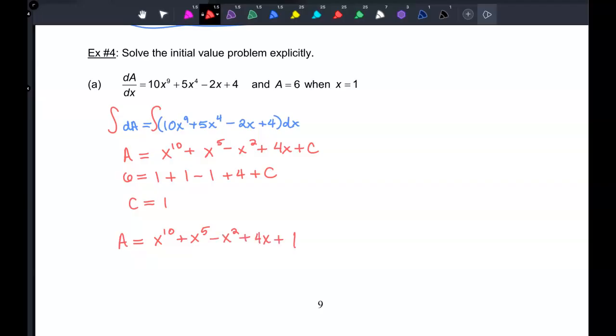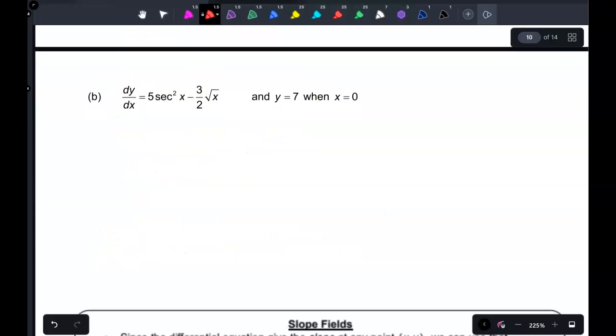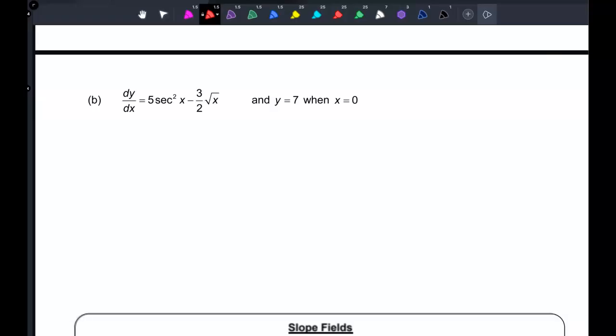These are fun, right? They're kind of fun. Differential equations are my favorite part of calculus. They actually are. This and the next section. This is where it's at. Slope field for the next lesson. Okay, let's not get carried away.